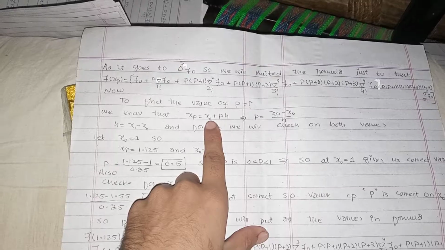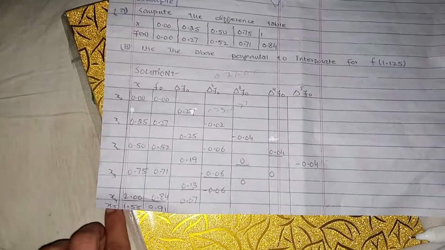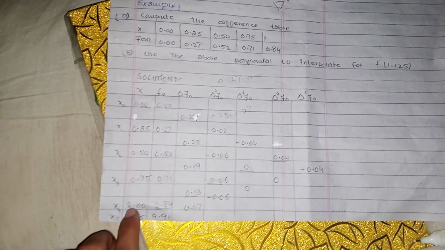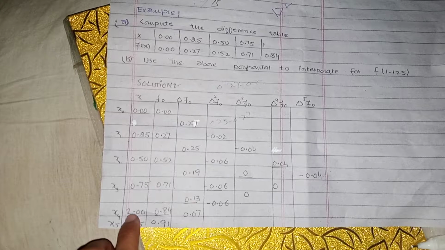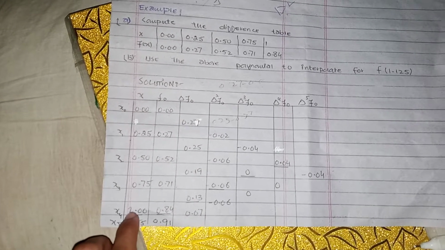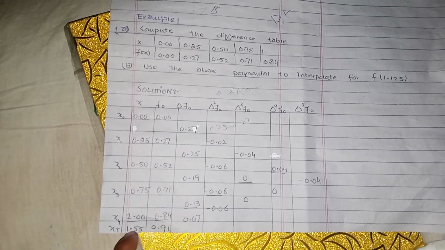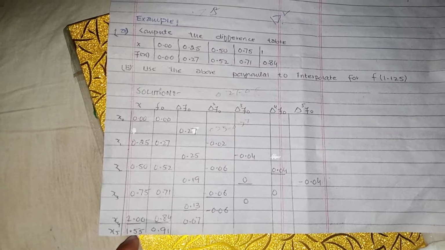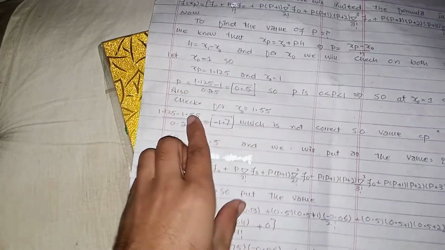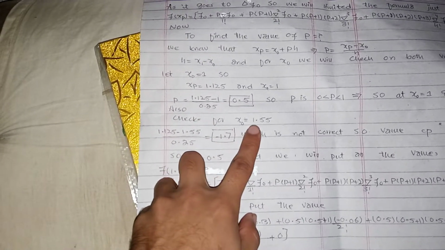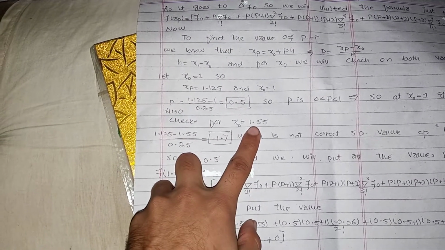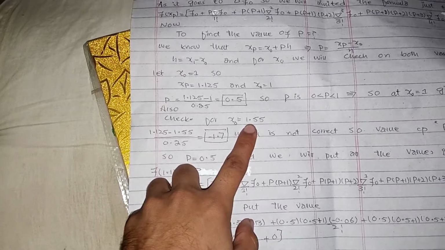Now we will find the value of x naught. For x naught we will check between which values x of p comes. From here you can see that x of p comes between these two values. So first I will check for this value as x naught. I will suppose x naught is 1.55, so as to get the value of p between 0 and 1.